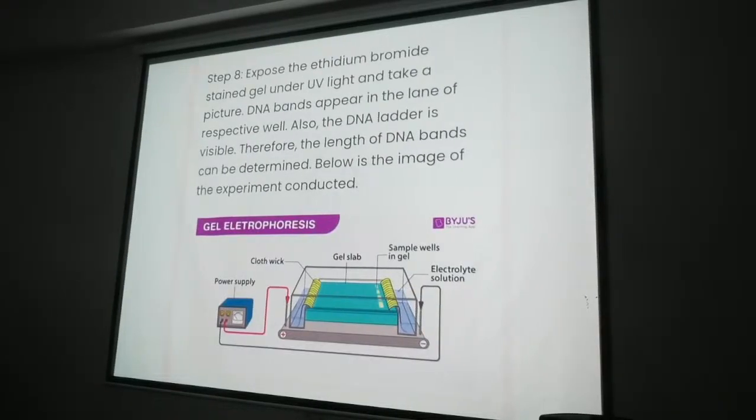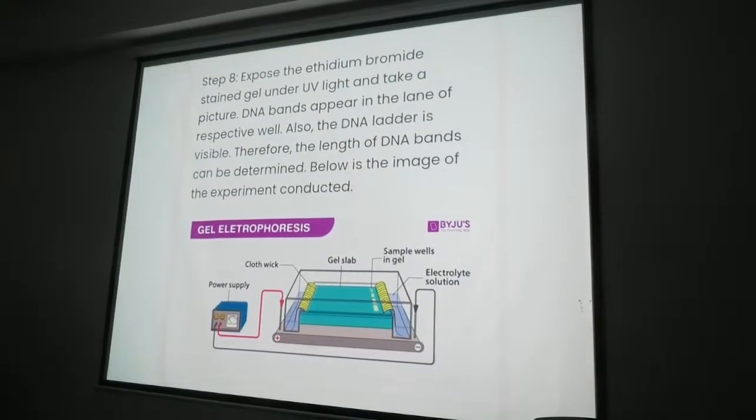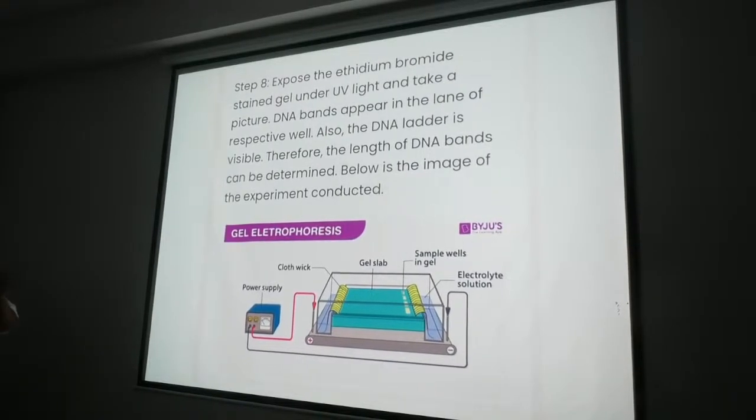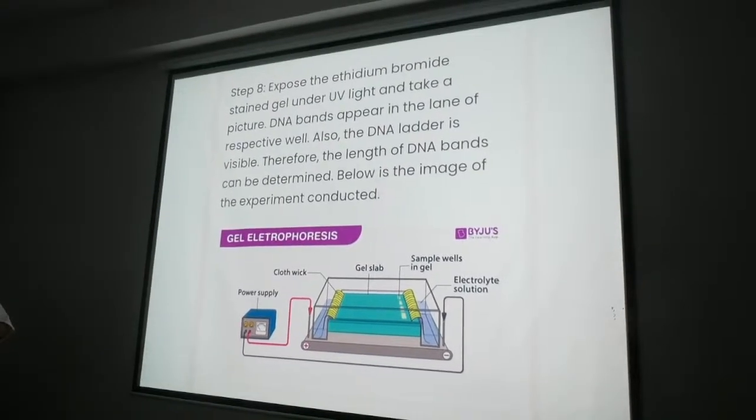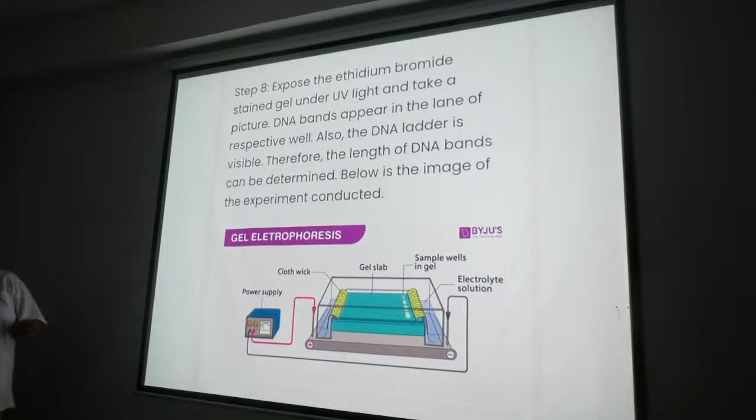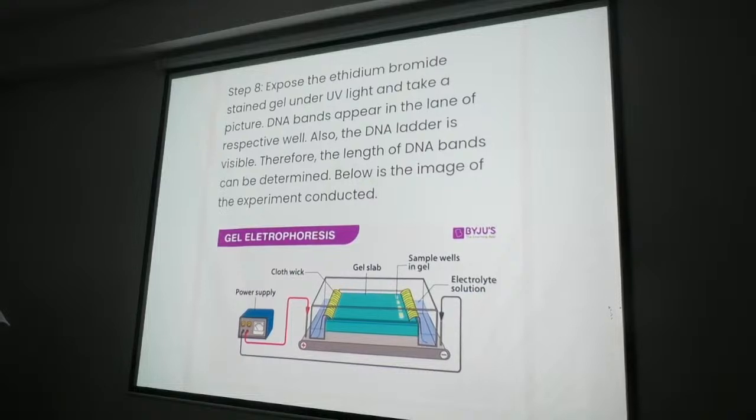Ethidium bromide solution is the staining solution. It is specific for DNA identification. There are other types of staining methods for other components. And expose the ethidium bromide stained gel under UV light and take a picture.